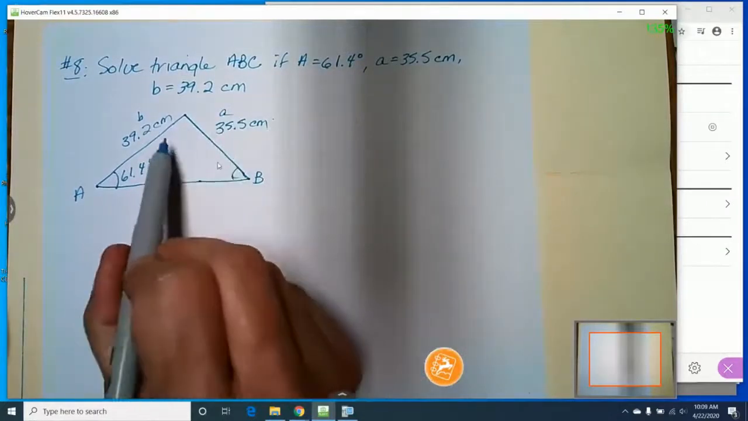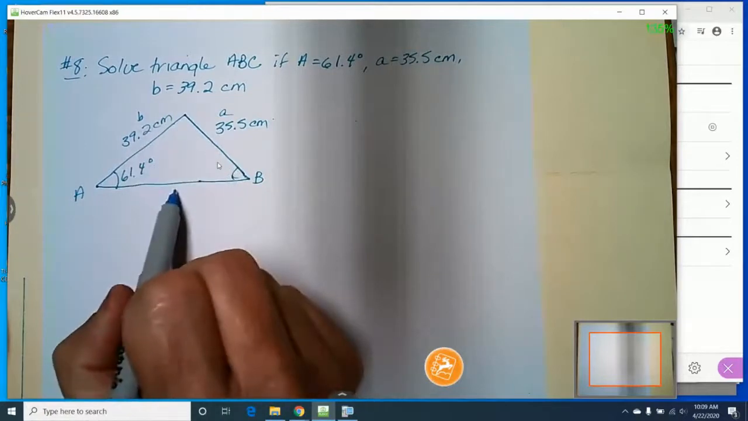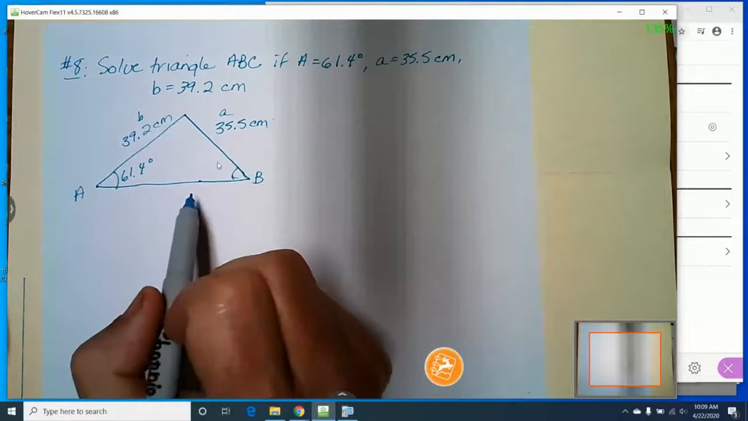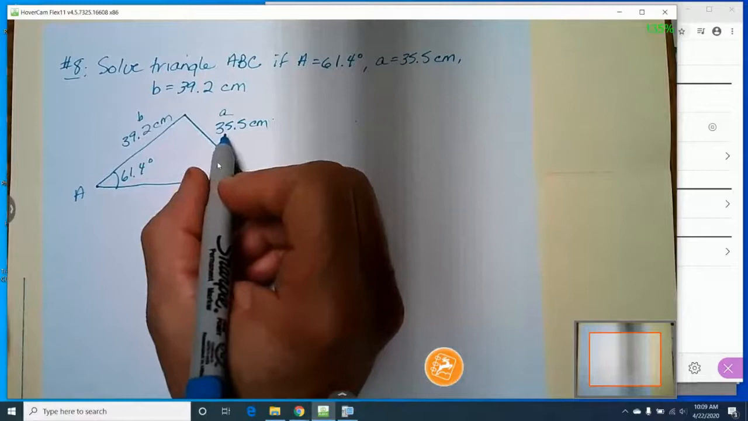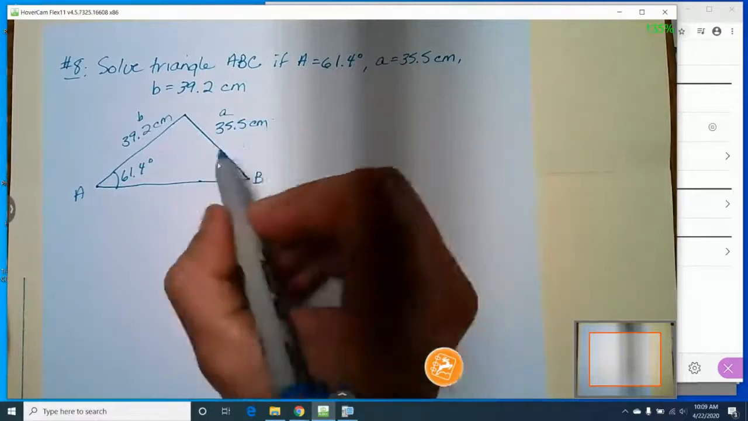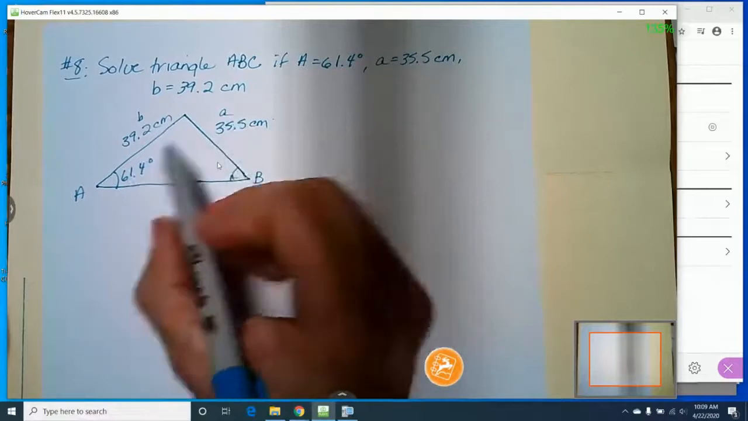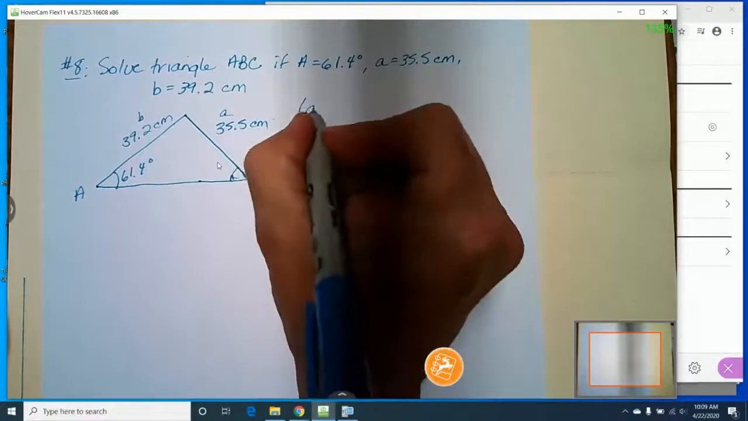A couple things to remember is that we can't do the Pythagorean theorem because this isn't a right triangle. So even though we know 2 of the sides, that doesn't mean that we can get the third side that way. We're either going to do the law of sines or the law of cosines. And for this one, because we've got this angle and the side across from it, we can do the law of sines.